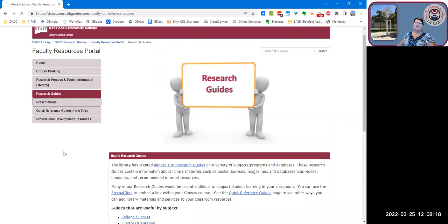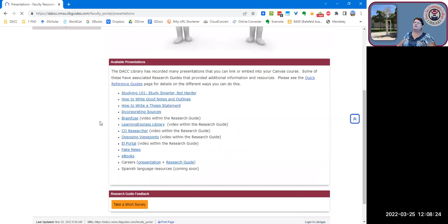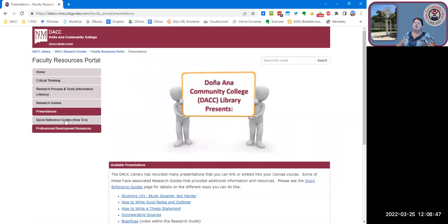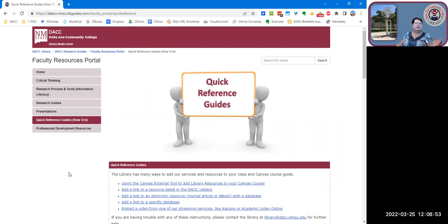Next is our presentations. And again, we have many presentations. These are just some of them that would be specific to a classroom environment, because when we give presentations, sometimes they are more broad and may also include the community. These are ones that we feel are definitely very student focused. Our quick reference guides, and I'll stop right now in case someone has a question. I don't see anything in the chat, but if you have a question, be sure and just raise your hand or speak out and we'll stop.